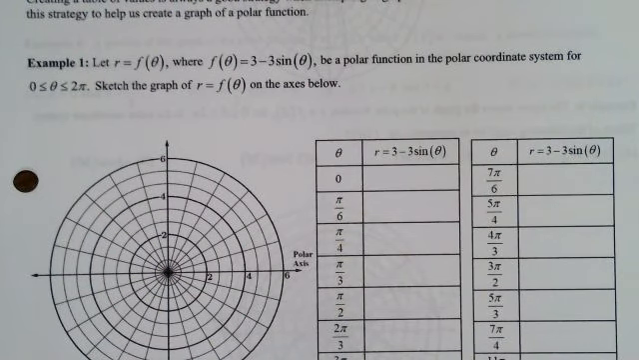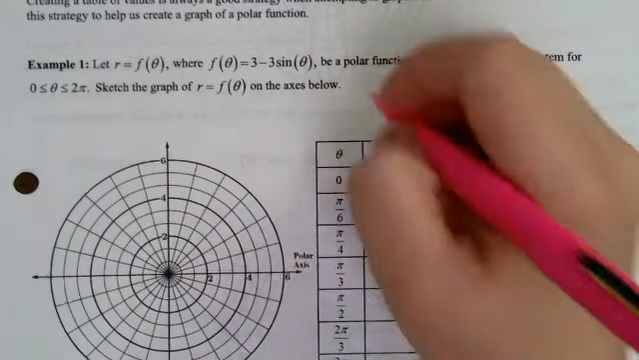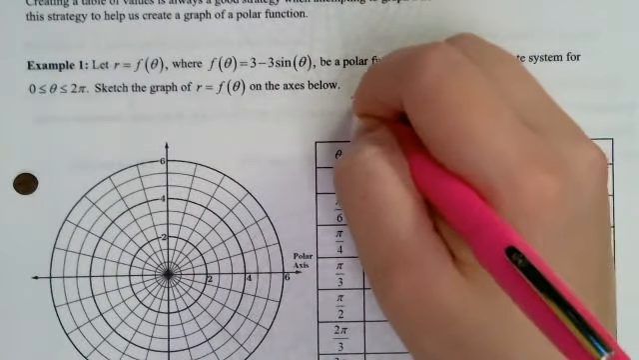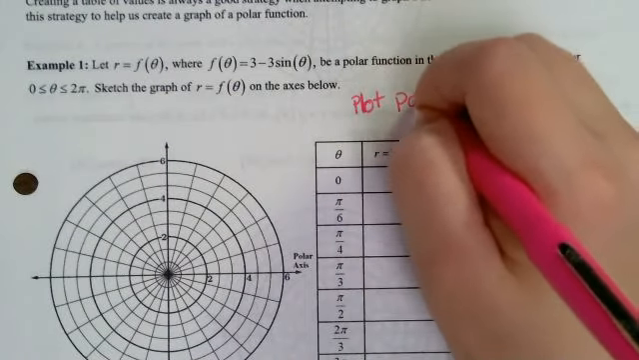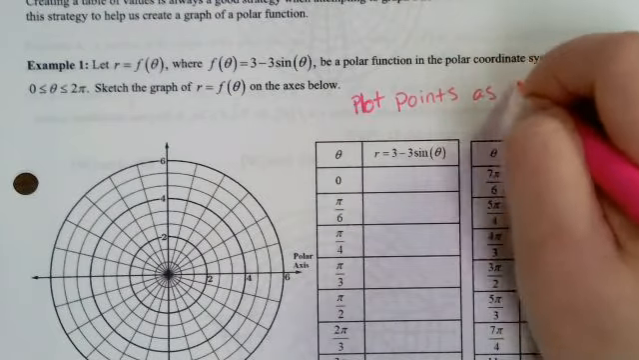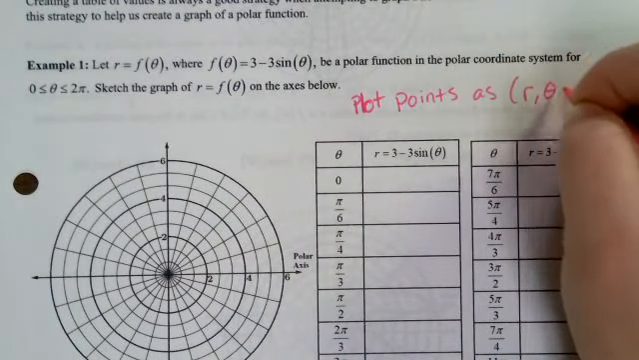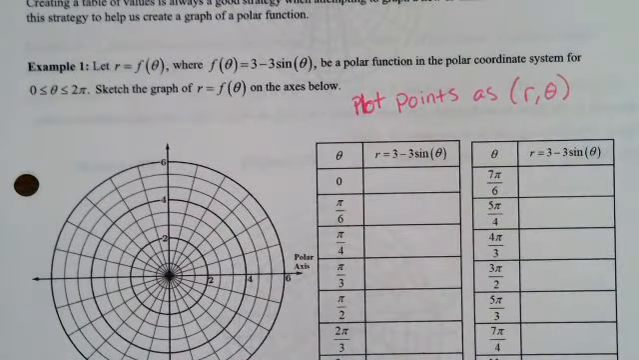On the first bit, what I'm looking at is plugging in theta. Theta is our input here. Even though we plot points as R, theta, with R first and then theta, theta is the input.